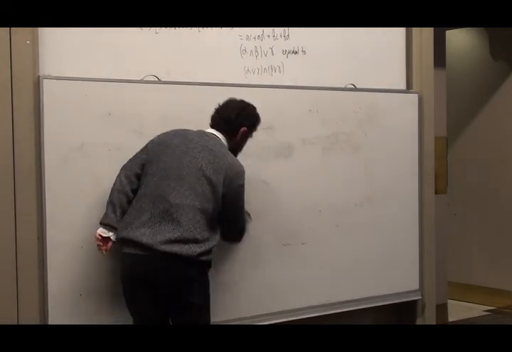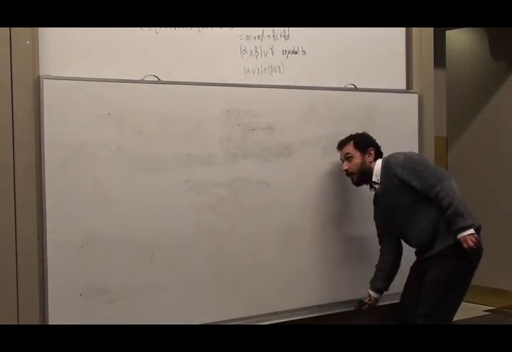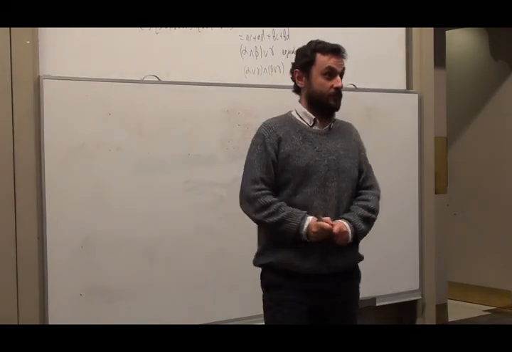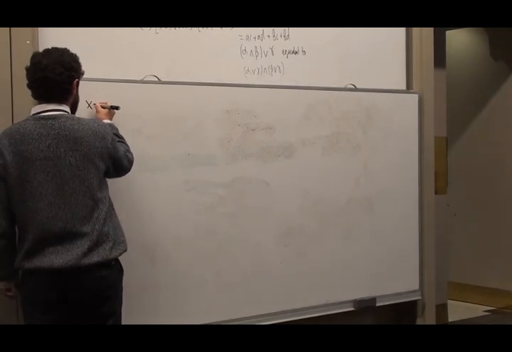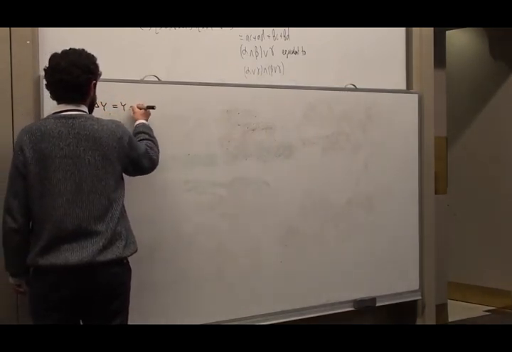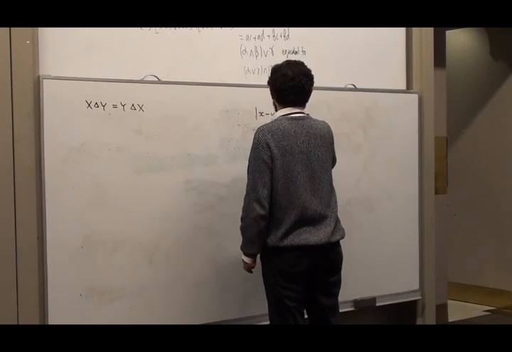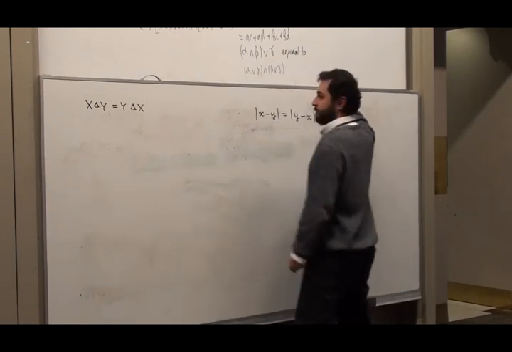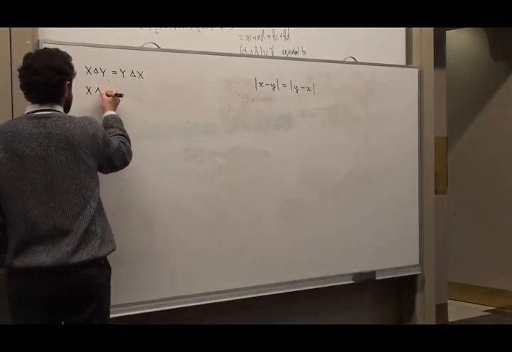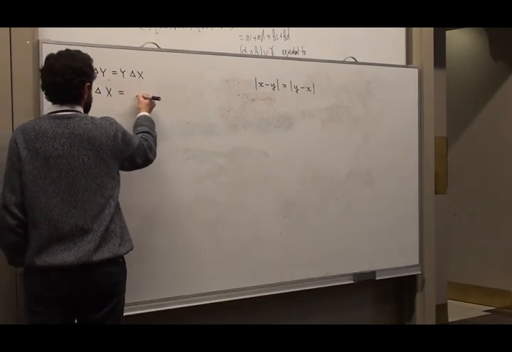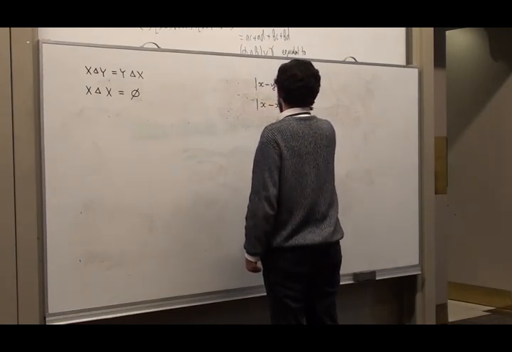Because now we're going to make an explicit comparison between symmetric difference and absolute value of difference in numbers. So, X symmetric difference Y is equal to Y symmetric difference X. For numbers, we have absolute value of X minus Y equals absolute value of Y minus X. X symmetric difference with X equals the empty set. For numbers, we have absolute value of X minus X is equal to 0.